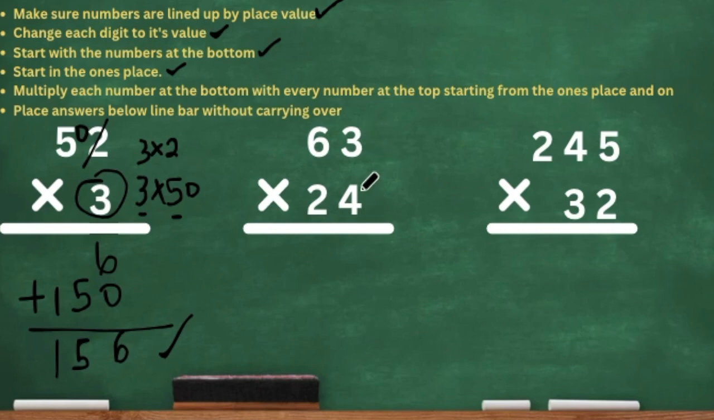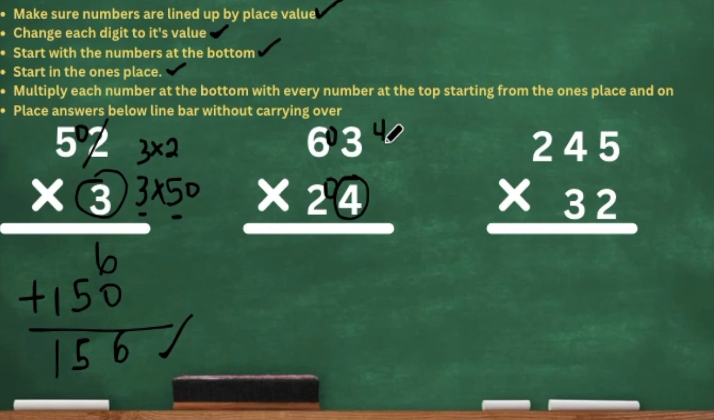So remember, line your digits up by place value, right? The numbers in the ones place stay the same, but the numbers in the tens place we have to change, because that 6 is really a 60, right? And this 2 is really a 20, right? So we're going to take that first digit at the bottom in the ones place, which is the 4, and we're going to multiply by every number at the top.